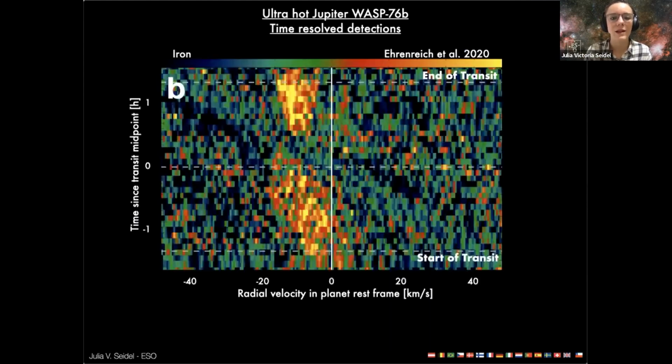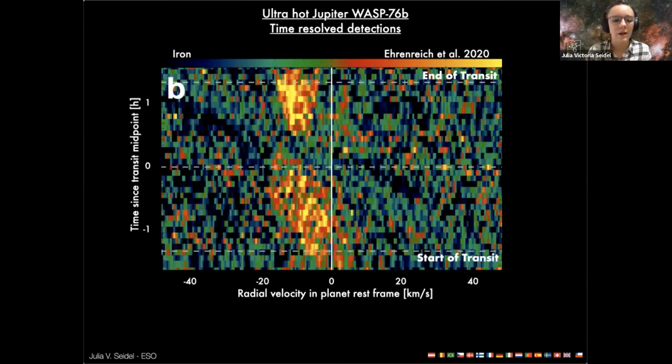And a few months earlier, Ehrenreich et al. used the same data set, but using a different element. So they looked at iron. Iron is much heavier, so iron is mostly found in the lower atmospheres of exoplanets. And because the data is so good, they were able to trace iron using the cross-correlation technique in time. So they took all of the different small iron lines and combined them with the cross-correlation technique.